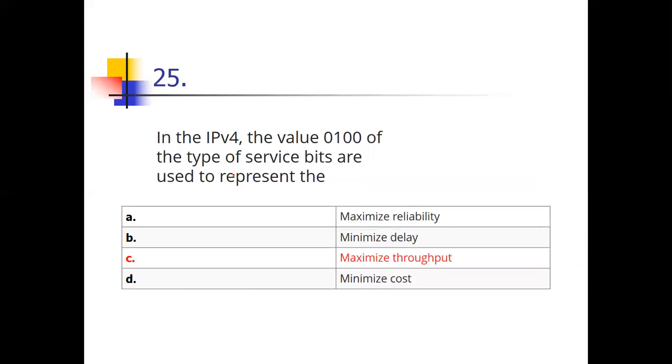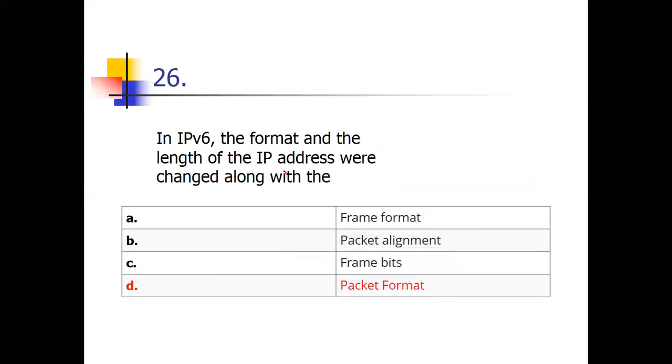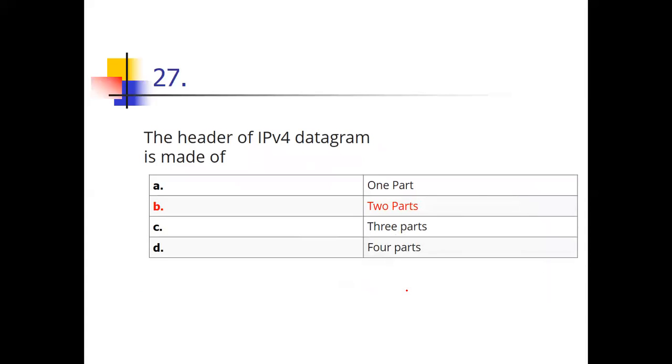Okay. If we write in IPv4 the value 0100, what does it indicate? It indicates the type of service, which means maximized throughput. Okay. In IPv6, the format and the length of the IP address were changed. Whenever the packet changes, the format will change and the IP address length will change, because everything depends on the packets. The header is having two parts, length and data field.